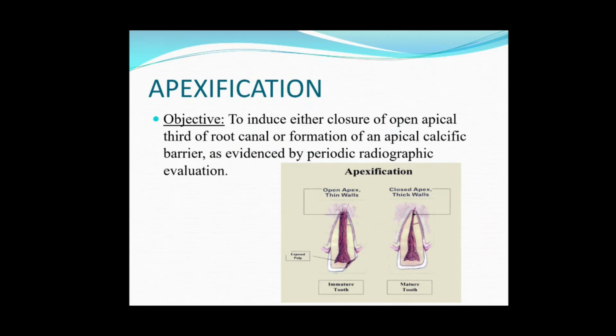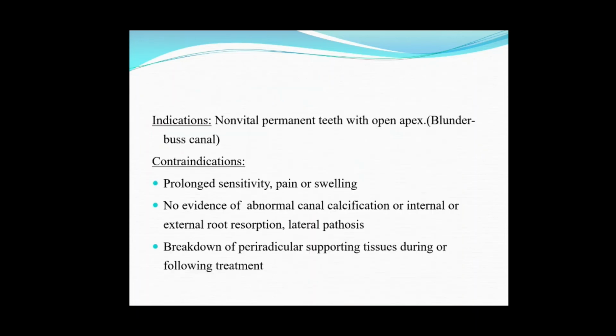Coming to apexification, the main objective is to induce either closure of the open apical third of the root canal or formation of an apical calcific barrier as evidenced by periodic radiographic evaluation. The indications of apexification are non-vital permanent teeth with open apex, that is blunderbuss canal. The contraindications are prolonged sensitivity, pain, or swelling of the tooth, and there should not be evidence of abnormal canal calcification or internal or external resorption or any lateral pathosis.